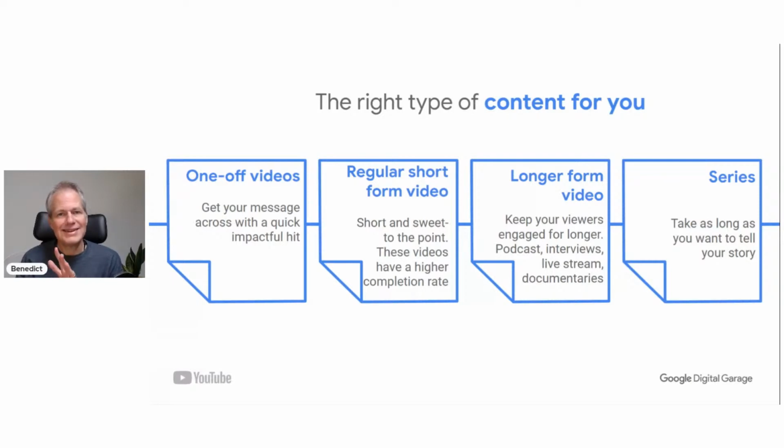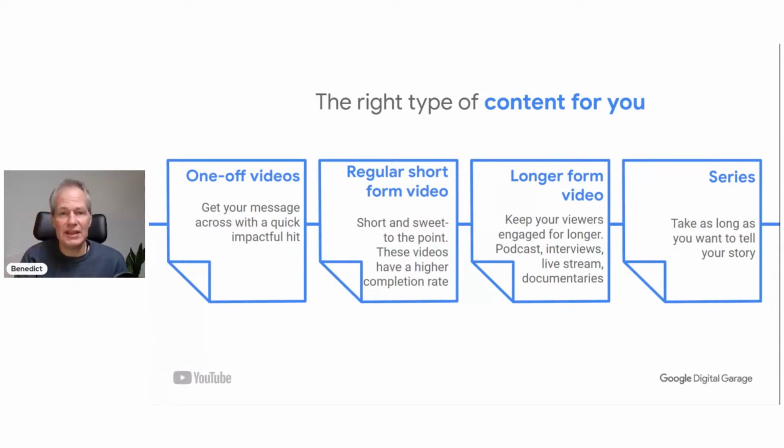So deciding what type of content is right for you is very, very important. Now, there are a number of different options. One of them, of course, is one-off video. Get your message across with a quick, impactful hit. Short form, keeping your video under 3 minutes. This is great if you plan to be always on channel, releasing content with a continuous theme in the same format. And then we've got, for example, longer form video.